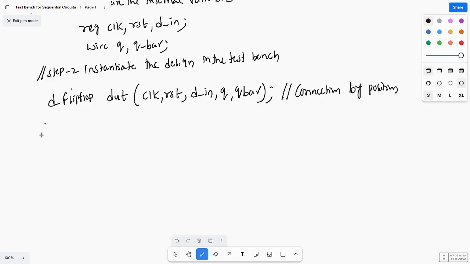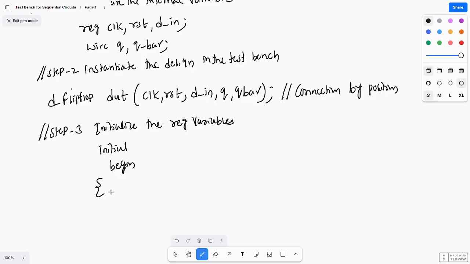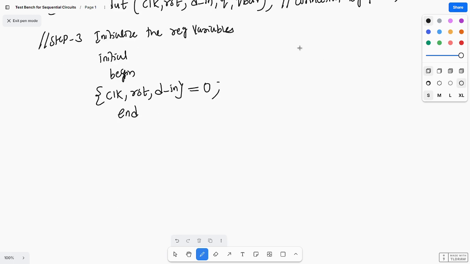And what is step 3? Initialize the reg variables. So I'm writing initial begin. I told you, you need to use the concatenation operator: clock, reset, d underscore in equal to 0, and end.